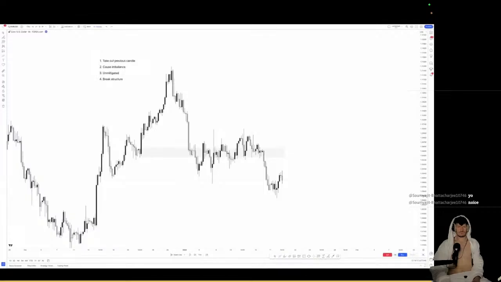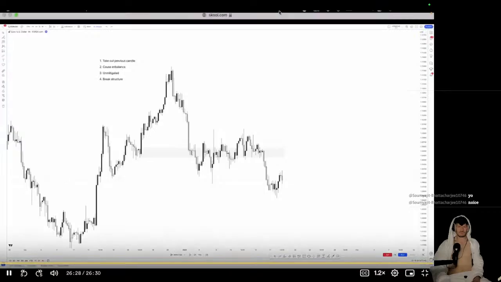Once again, just remember, if you get too confused or overwhelmed by all these different types of zones, just stick to supply and demand. Stick to discipline.